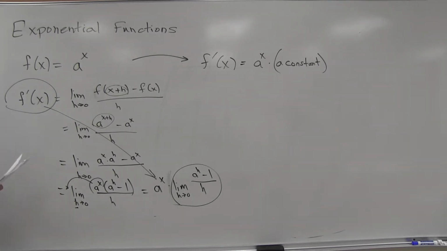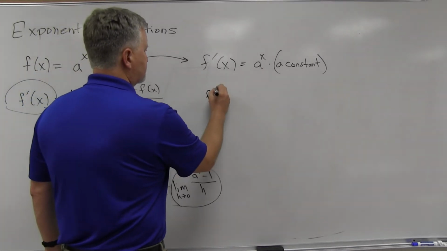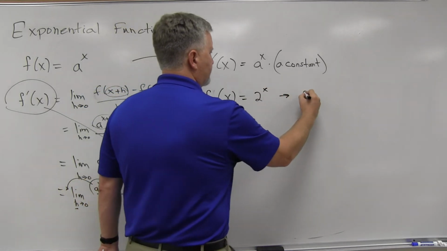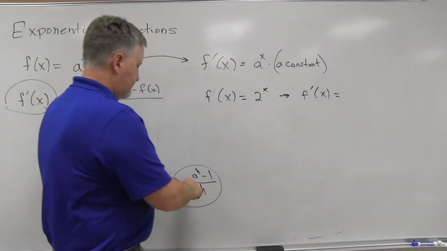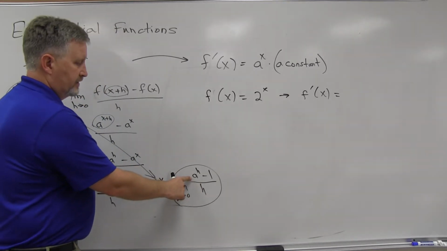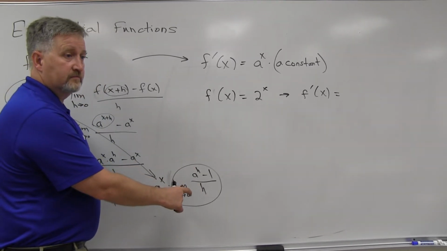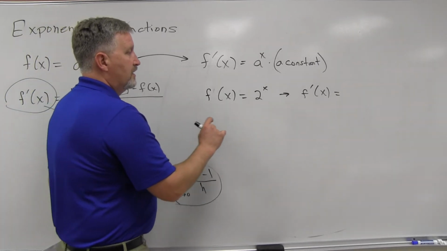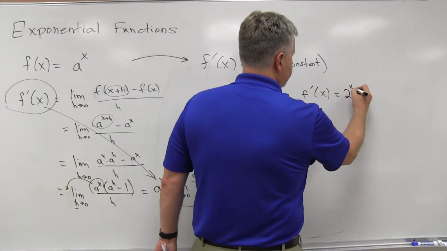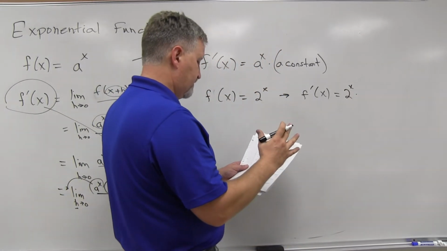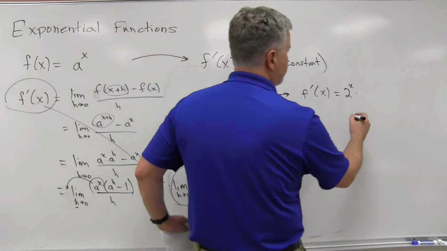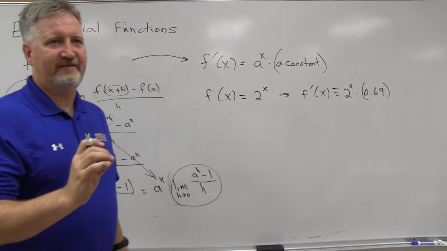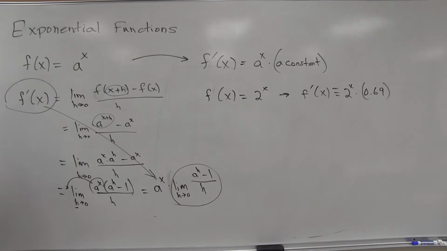And it varies. For f of x equals 2 to the x, the derivative, you can plug in the 2 here, 2 to the h, and do a table. Remember doing those? I don't make you do those, but we did it that way. But what we can say right now is it's 2 to the x times a constant, and it turns out that constant is approximately 0.69. There's a more precise value for that.